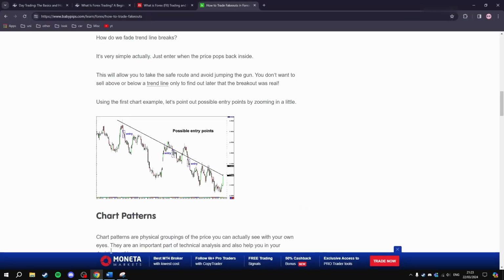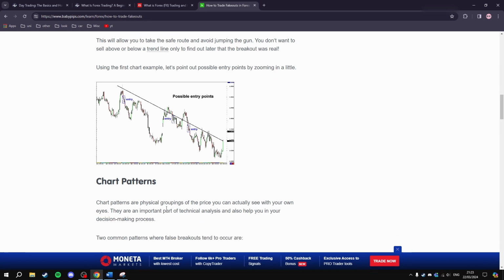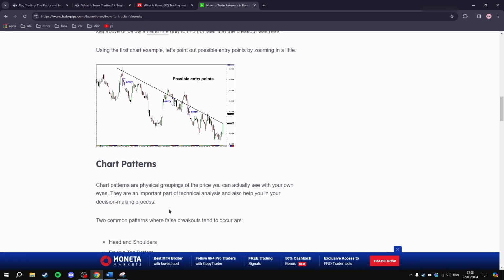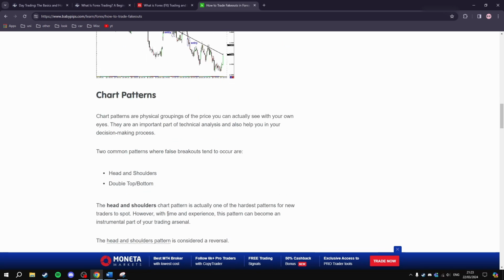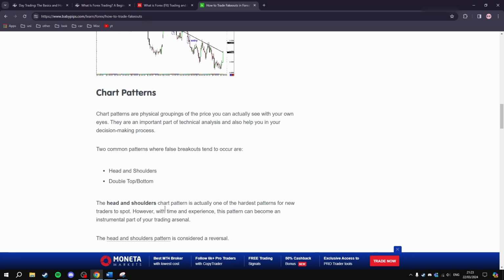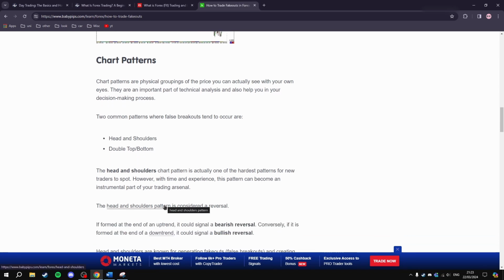So yep, chart patterns. Chart patterns are physical groupings of the price you can actually see with your own eyes. They are an important part of technical analysis and also help you in your decision-making process. Two common patterns where false breakouts tend to occur are head and shoulders, and double top and bottom.